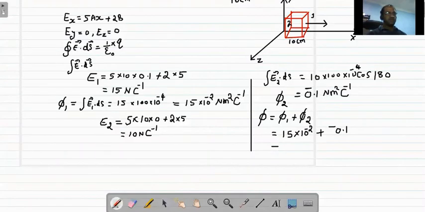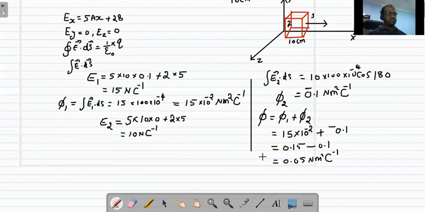15 into 10 raised to minus 2 is 0.15. Plus 0.15 and minus 0.1 will be equal to 0.05 Newton meter square per coulomb.